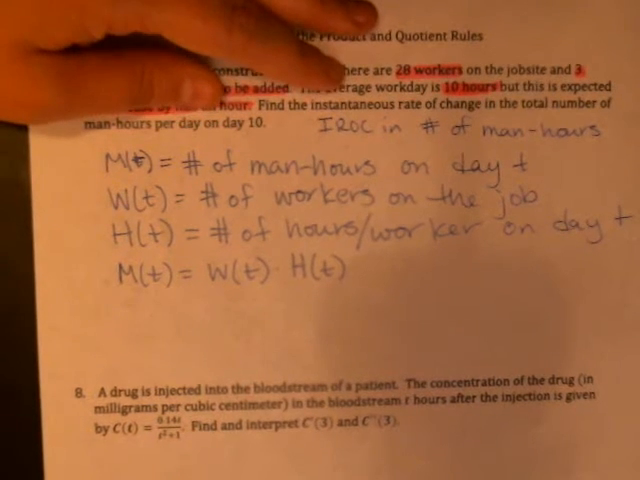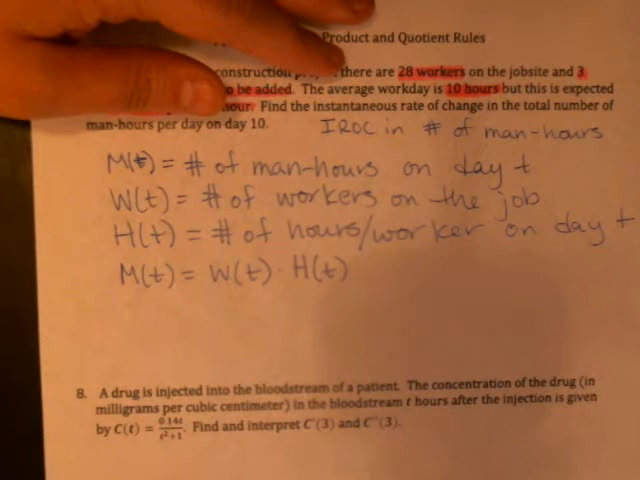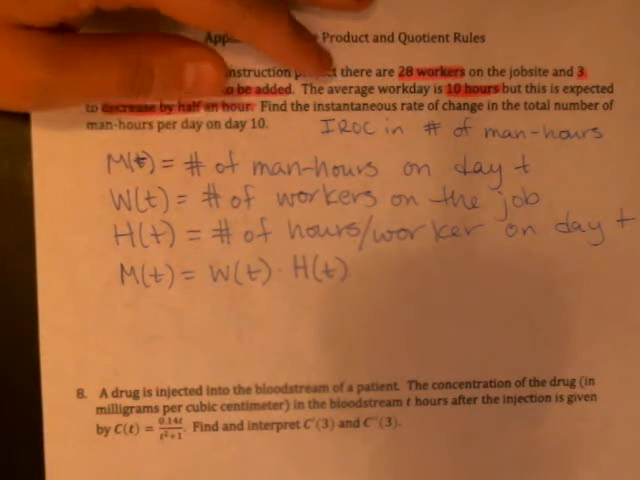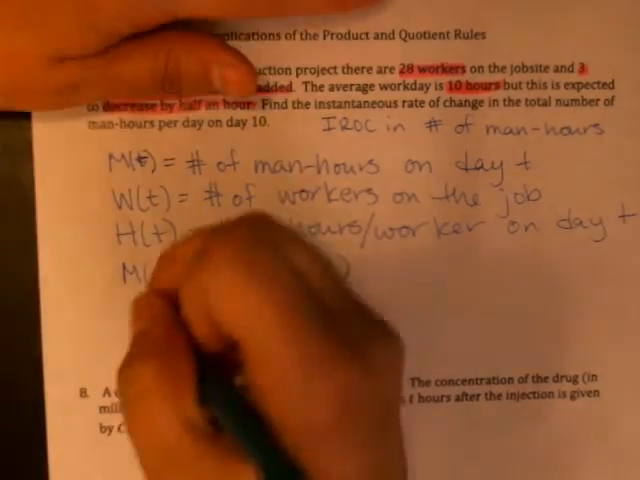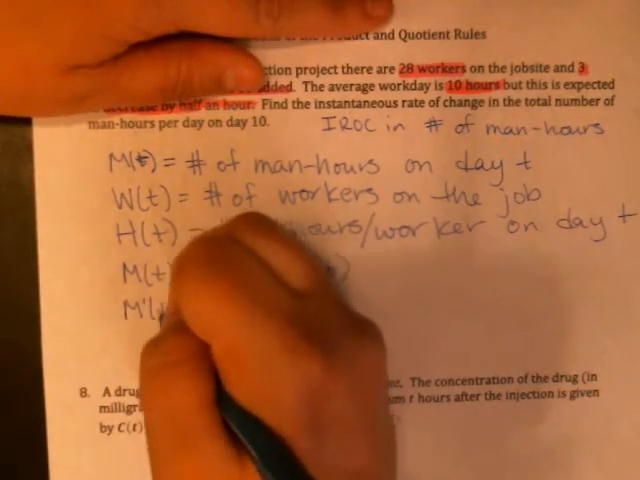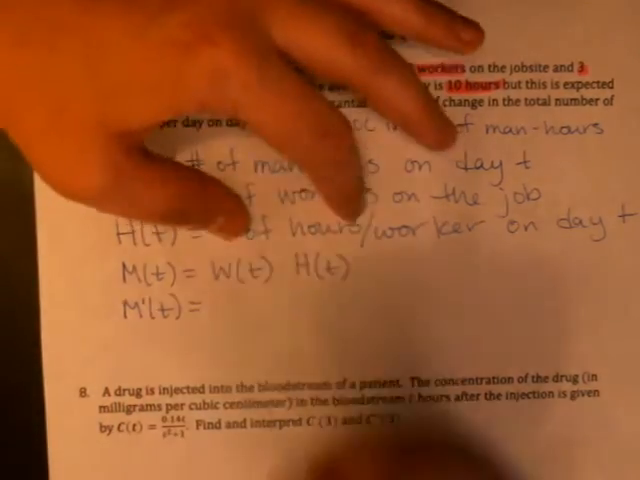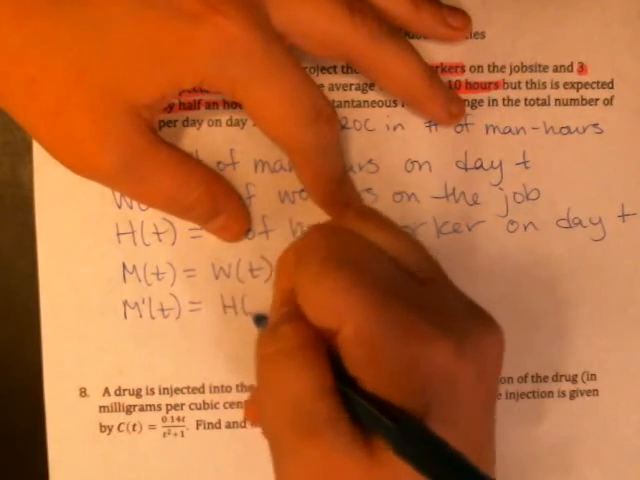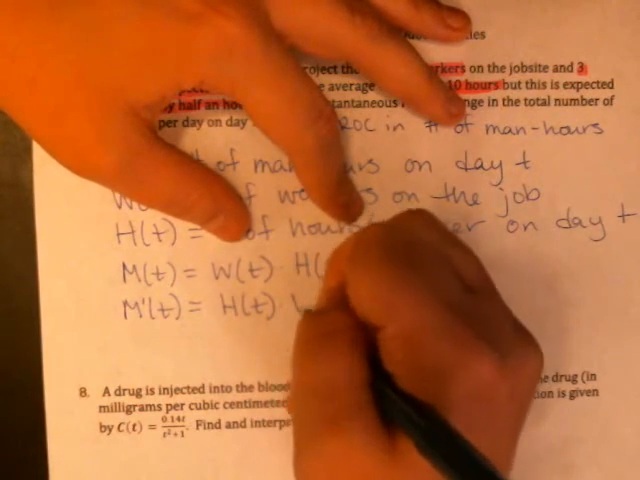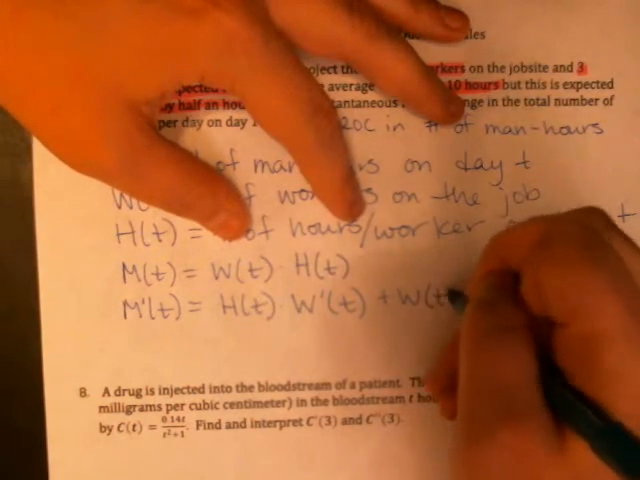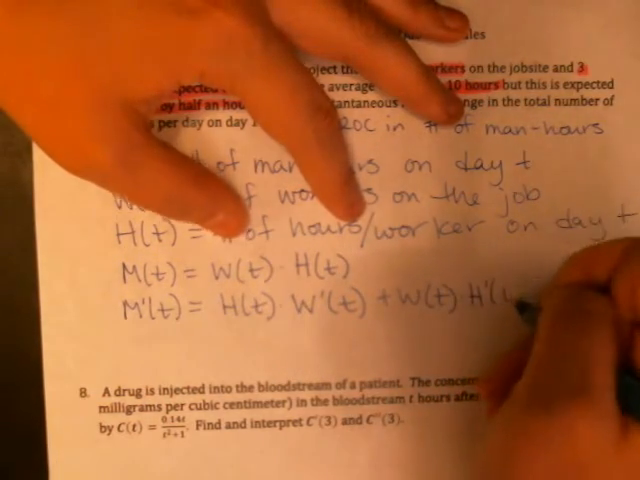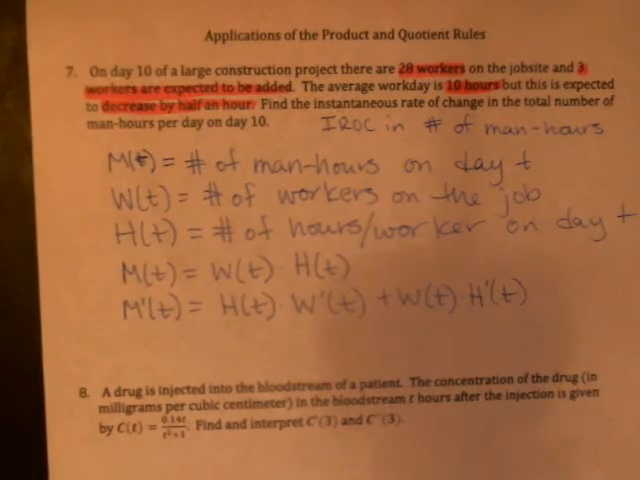Okay, so we wanted the instantaneous rate of change in the number of man hours. So we're looking for an M prime of T. And this is a product, so it's going to be a product rule. We'll get an H times W prime plus a W times H prime. So that's how we would calculate the instantaneous rate of change in this thing.